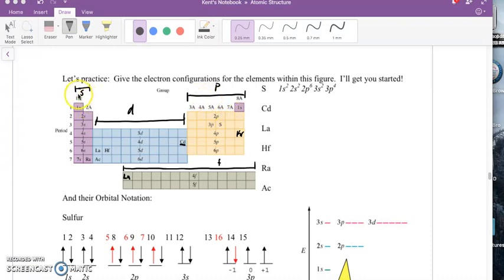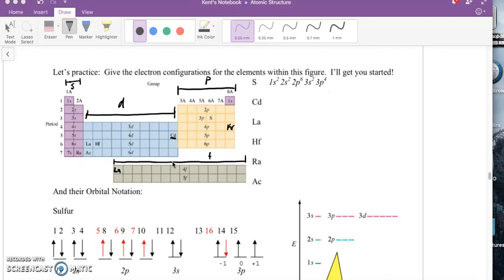The S subshell has one orbital, which is one pair of electrons. The P subshell has 3 orbitals, or that's 3 pairs of electrons, so 6 electrons: 1, 2, 3, 4, 5, 6. The D subshell has 5 orbitals, which are pairs of electrons again, so 1, 2, 3, 4, 5, 6, 7, 8, 9, 10. And then the F subshell has 7 orbitals, 14 electrons.